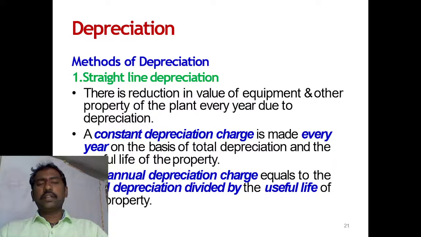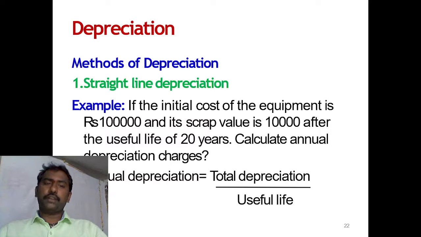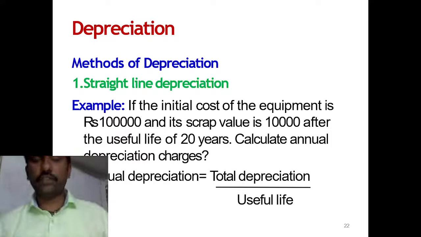Under that, the first one is straight line depreciation. There is a reduction in value of the equipment and other property of the plant every year due to depreciation. In this type of depreciation, every year the value of the equipment will definitely be reduced. A constant depreciation charge is made every year on the basis of the total depreciation and useful life of the property. So the annual depreciation charge equals the total depreciation divided by the useful life of the property. That is one formula.